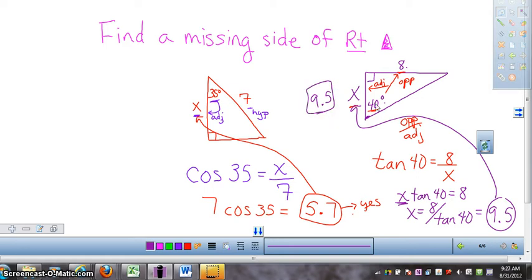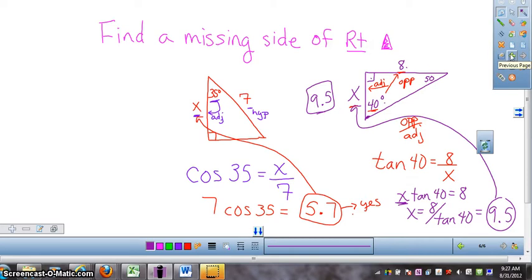But remember, if this angle's 40 and this one's 90, this angle has to be 50. So this side should just be a little bit bigger than 8, which it is. So it's reasonable. And I know you guys remember how to do these from geometry. And like I said, they're on the ACT. It's something you really, really need to know, and it should be a quick, easy question on the ACT.